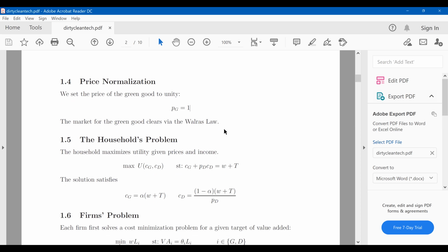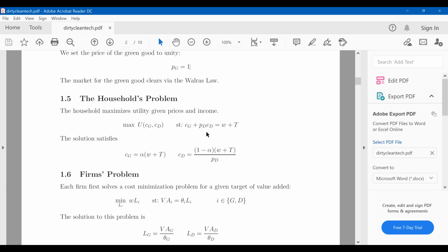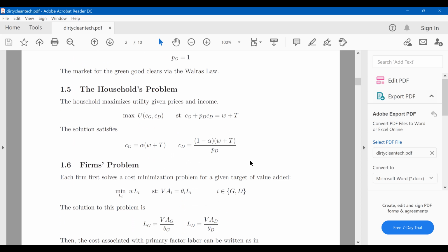Now we can look at the household's problem. This is a very simple problem right now. It's a simple Cobb-Douglas utility function. There is a budget constraint. A particular share alpha is spent on the green good. The remaining share of the budget is spent on the dirty good. Okay, so these are demand functions.